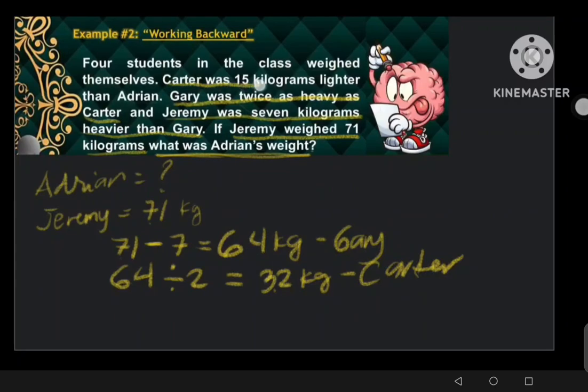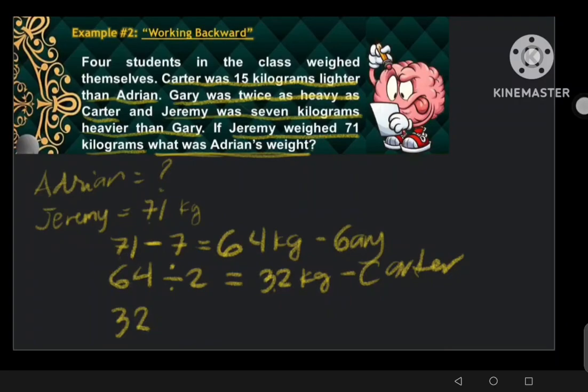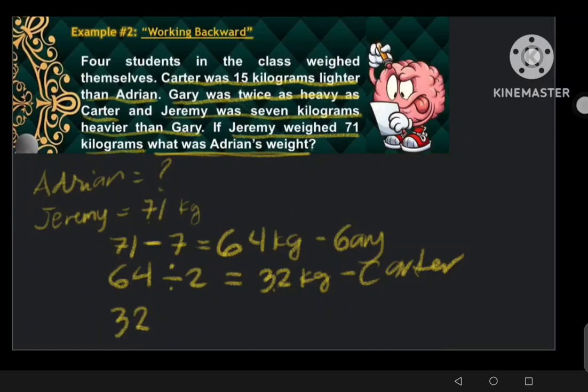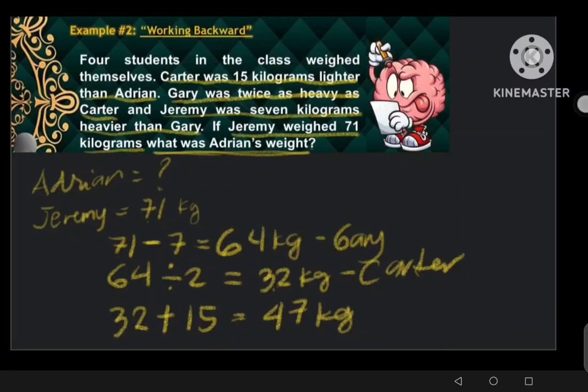Next statement. Carter was 15 kilograms lighter than Adrian. So, Carter's weight, Carter was 15 kilograms lighter than Adrian. So, in Bisaya, when we say lighter, it means mas gaan. So, Carter is lighter than Adrian. So, it means Adrian is heavier. So, what do we do with the 15? Carter is lighter, Adrian is heavier according to the statement. So, we have 32. To fit that Adrian is heavier and Carter is lighter, to get Adrian's weight, we add 15. So we have 32 plus 15, that's 47 kilograms. So again, it fits in the statement. Carter was 15 kilograms lighter than Adrian. So Carter is lighter compared to Adrian. That's 47 kilograms for Adrian.